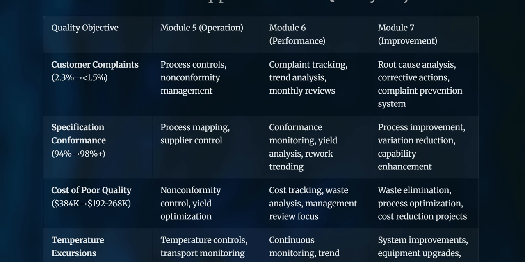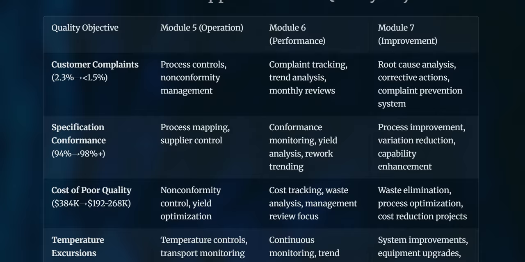The third objective is cost of poor quality, which is sitting at 384,000 USD, and we want to reduce it by 30 to 50%. From Module 5, we have non-conformity controls and yield optimization. Then from Module 6 performance, we have cost tracking, waste analysis, and management review focus. Then from Module 7 improvement, we will have waste elimination, process optimization, and cost reduction projects.